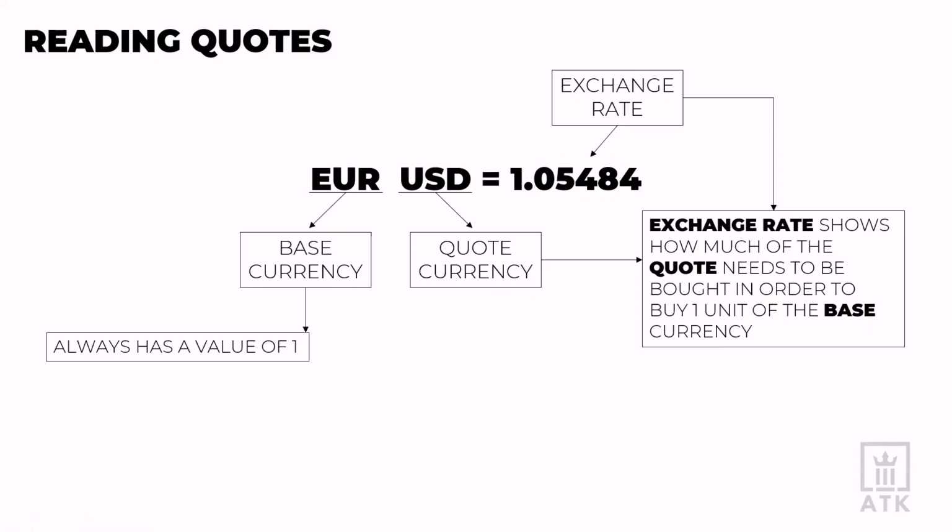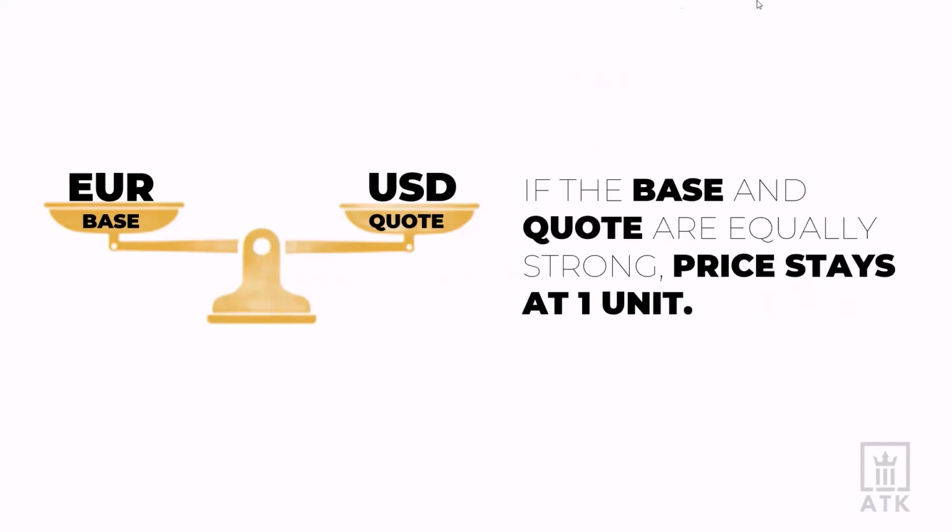All right, so I want you to think of this as a scale. If the base is on one side of the scale and the quote is on the other side of the scale, and they're both equal, the scale's not going to move because they both weigh the same. So that essentially says that price stays at 1 unit. What happens if the base gets stronger and weighs more? What's going to happen to this?